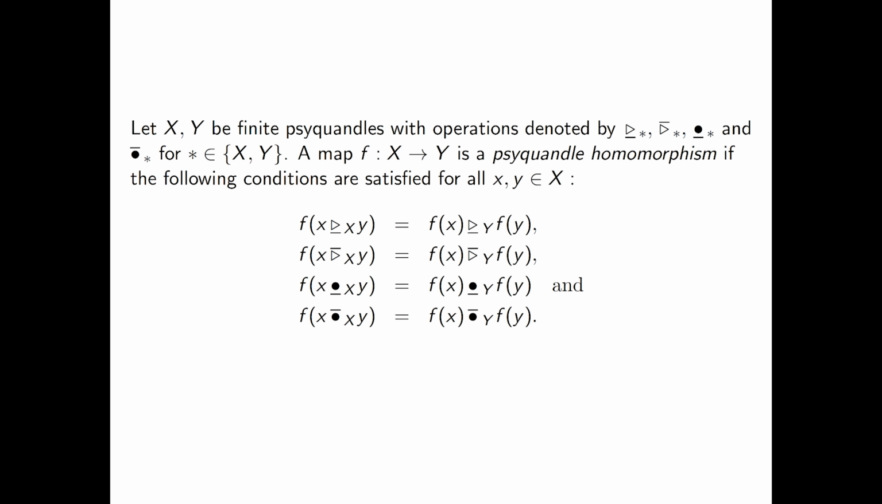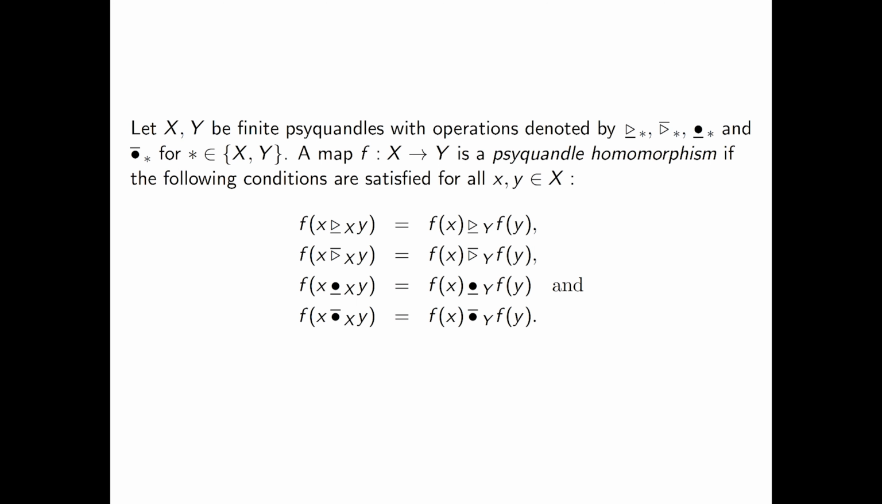We're going to let X and Y be finite Psyquandles, with operations under triangle, over triangle, under dot, and over dot. These are going to be different for the Psyquandle X and the Psyquandle Y. A map from the Psyquandle X to the Psyquandle Y is a Psyquandle homomorphism if it satisfies the following conditions for all x and y in X. This is just saying that the map respects the Psyquandle structure.